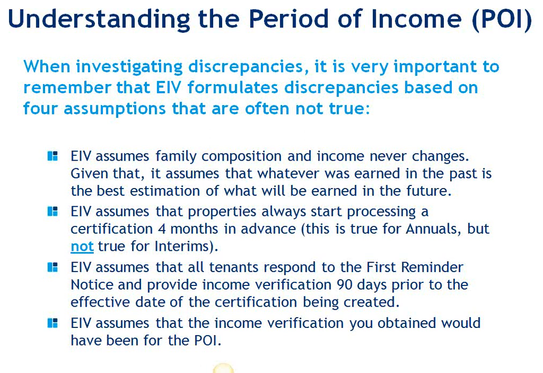The very first assumption that EIV has when it's developing discrepancies is that family composition and income never changes. Well, heck, if that were the case, you guys wouldn't be doing as many interims as you're doing and your lives would be a lot simpler, right? But we know that that is absolutely not realistic. People come, people go, people die, people don't get along and move out. Family composition changes all the time, and incomes change in these households on a regular basis.